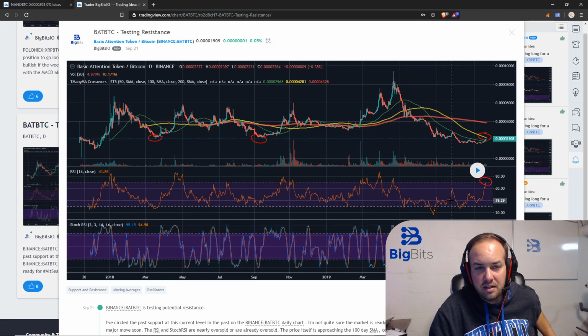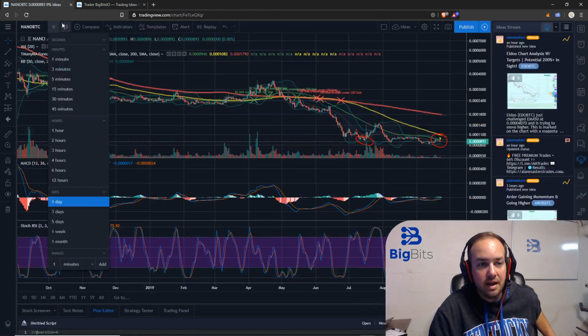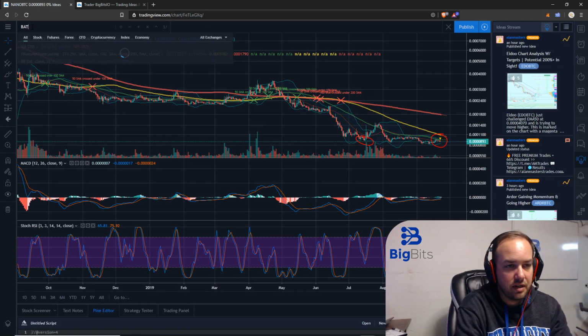You can see this is the daily chart. Stochastic RSI was awfully high, so to me, I think it was going to turn around. I don't even know what it's at right now. I haven't checked it since I made that idea. Let's check it out right now.